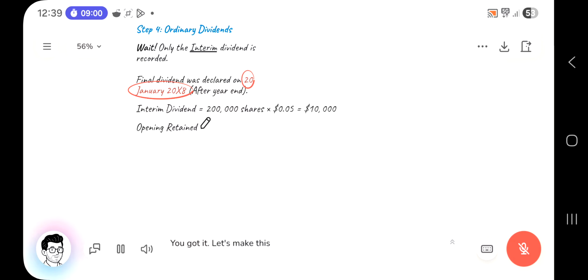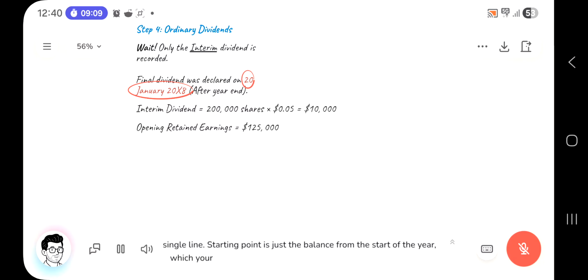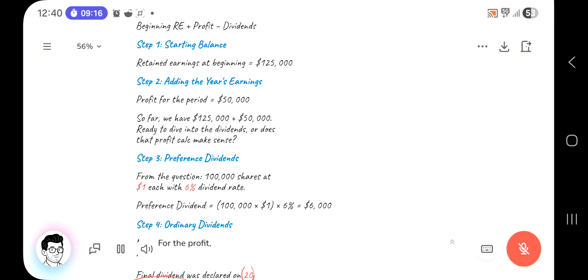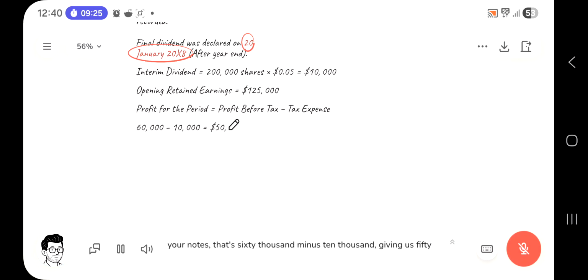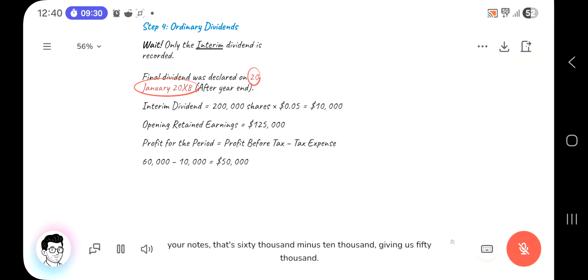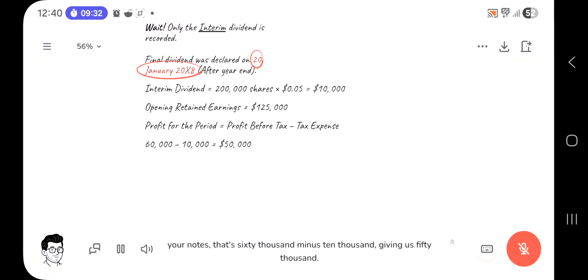You got it. Let's make this crystal clear with the formulas for every single line. Starting point is just the balance from the start of the year, which your notes say is $125,000. For the profit, the equation is profit before tax minus tax expense. From your notes, that's 60,000 minus 10,000, giving us 50,000.